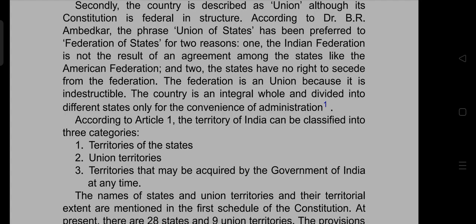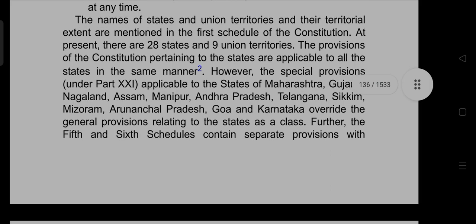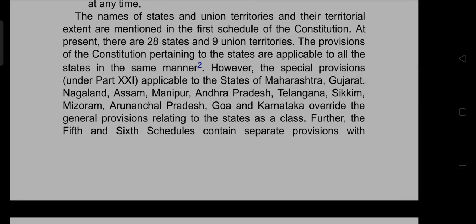According to Article 1, the territory of India can be classified into three categories. First, territories of states; second, union territories; and third, territories that may be acquired by the Government of India at any time. The names of the states and the union territories and their territorial extent are mentioned in the First Schedule of the Constitution. At present, there are 28 states and 9 union territories. The provisions of the Constitution pertaining to the states are applicable to all the states in the same manner.